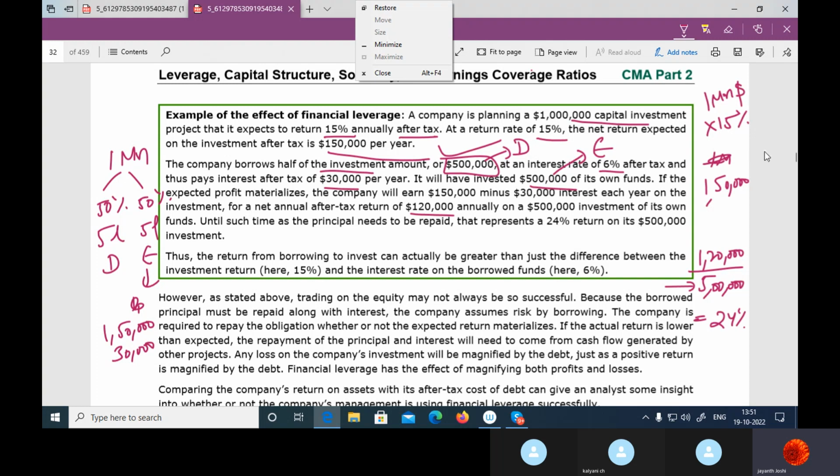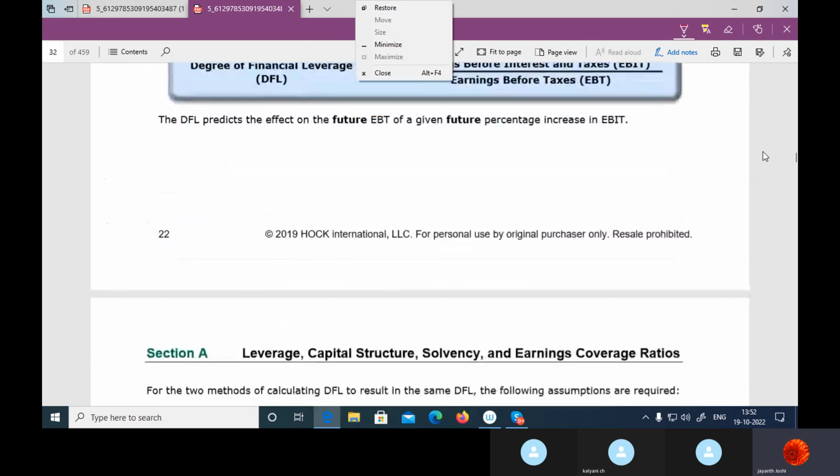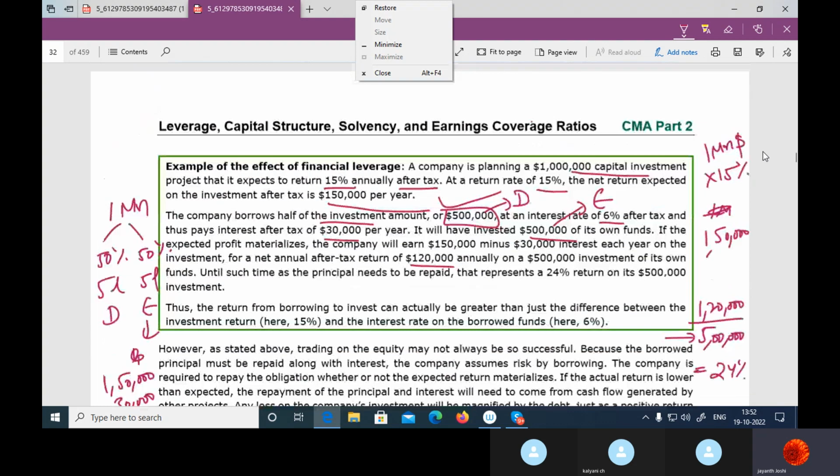Okay, then. Suman, have you finished? Yes, sir. Okay, if you are still doing it, no problem. You're done, okay. So this 24% return on the 500 investment, how do we get that, sir?